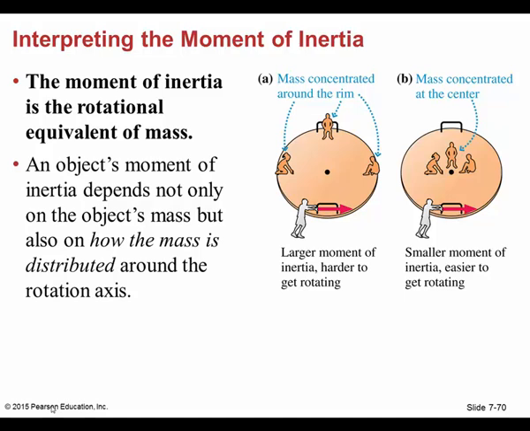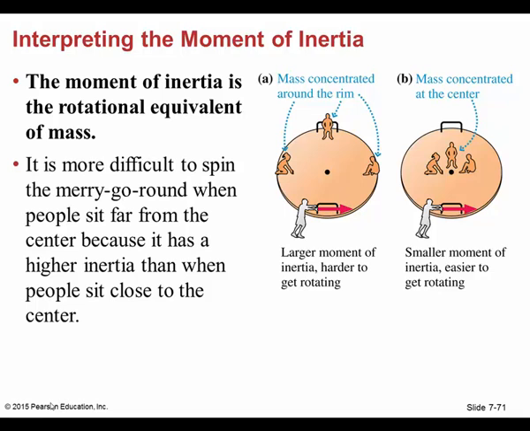So, the moment of inertia of a body is the rotational equivalent of mass. Look, which is going to be easier to move, this situation or this situation? Well, the mass is concentrated around the rim on this one. Here, it's concentrated around the center. So it's going to be a whole lot easier to move this one. You don't need as great a moment to get things moving.